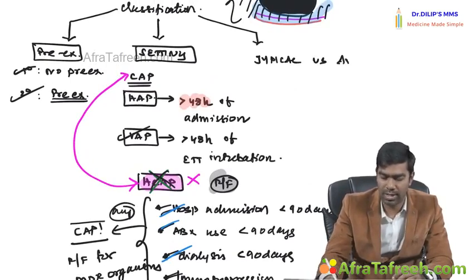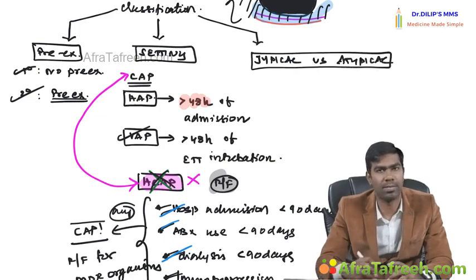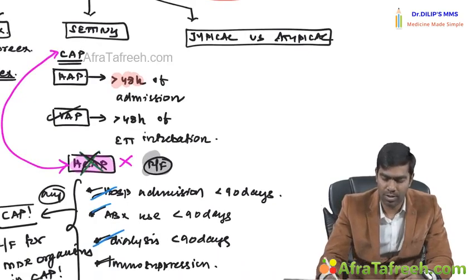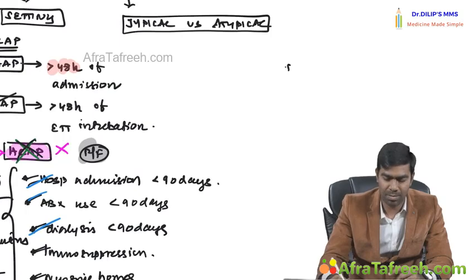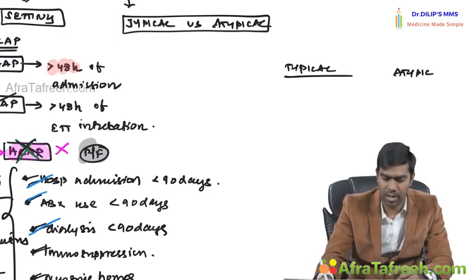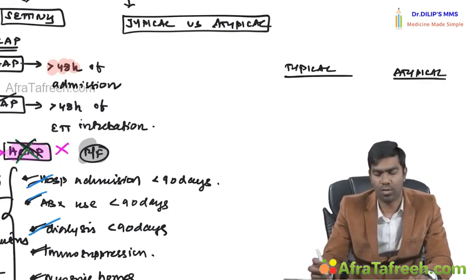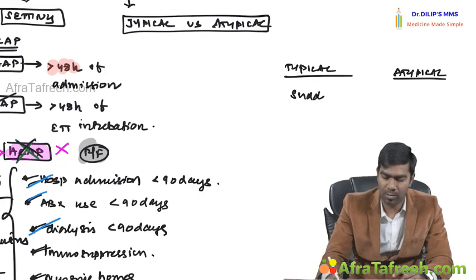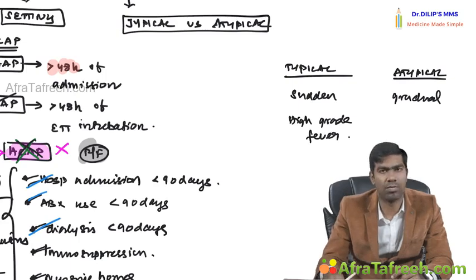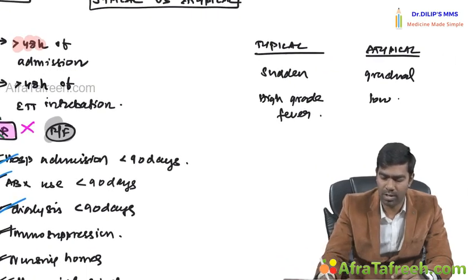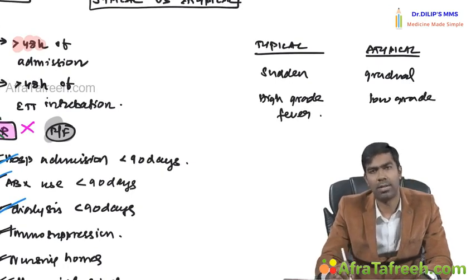This is what a second year student is going to be absolutely familiar with, typical versus atypical pneumonia. So how can you differentiate? It's a simple microbiology sort of thing. First of all, onset is sudden for a typical pneumonia, whereas it will be very gradual in atypical pneumonia. Fever tends to be high grade in case of typical pneumonia, whereas it tends to be very low grade in atypical pneumonia.